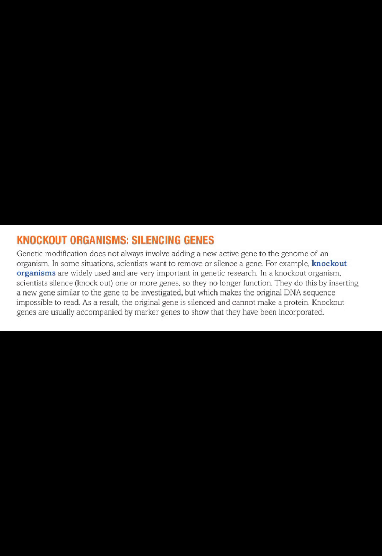Knockout genes are usually accompanied by marker genes to show how they have been incorporated. So marker genes are basically a kind of identification gene. We attach them to the genes so that we can identify, like, okay, among these 20 to 25 genes, the middle one which is showing a bit of light is the knockout gene, and we have to silence it, and then ultimately, if not needed, we can remove it.